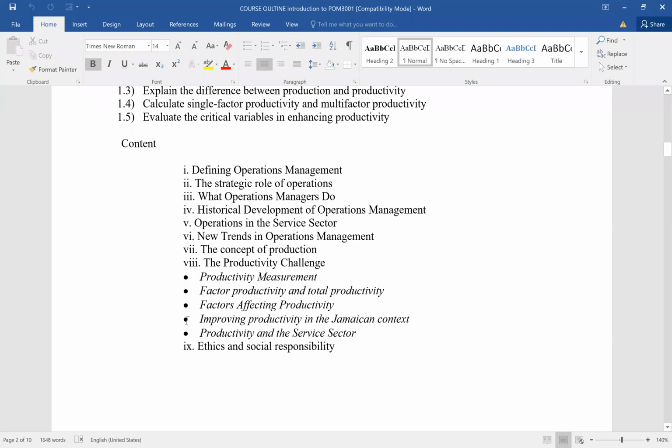We're going to look at operations in the service sector, new trends in operations management, the concept of production, and productivity challenges. So these are productivity measurements, factor productivity and total productivity, factors affecting productivity, improving productivity in the Jamaican context, productivity and the service sector, ethics, which will become a big thing now, ethics and social responsibility.